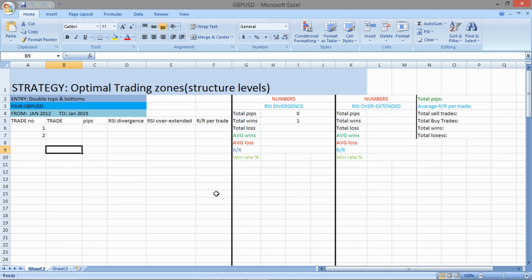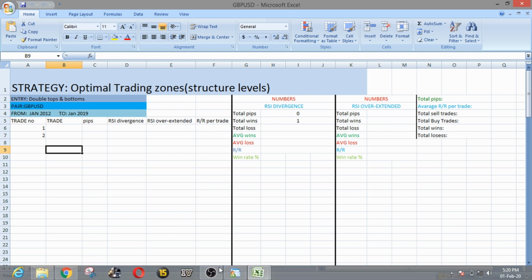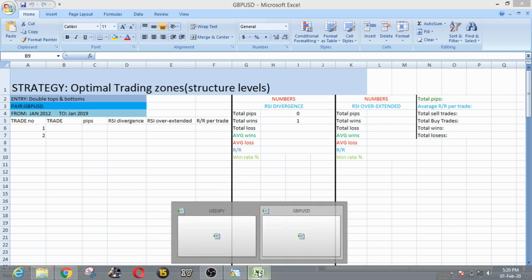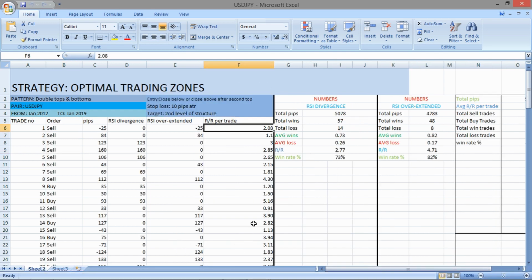So after performing backtest in the charts, you now record the data in the spreadsheet so that you can calculate and see how the strategy can perform. And by doing that, you'll be really boosting your trading, because you'll be more confident when you place trades. Let me show you just some of my finished backtest Excel spreadsheets. We can see this one.